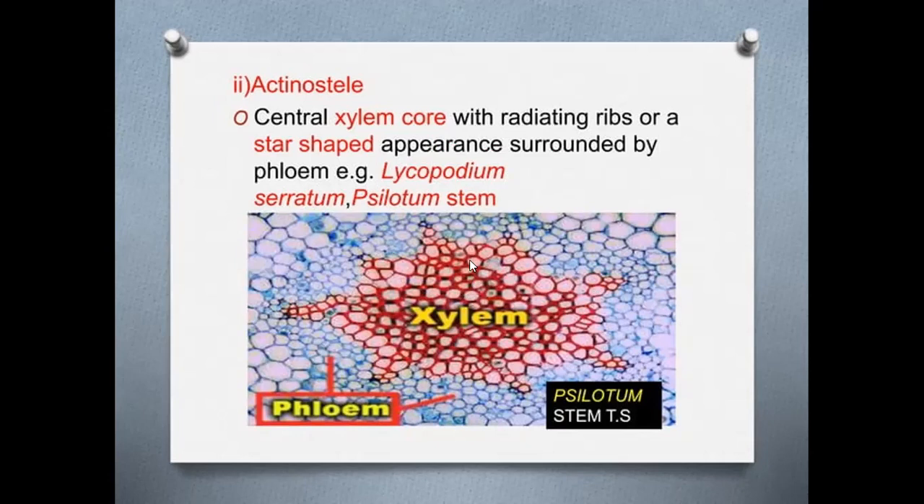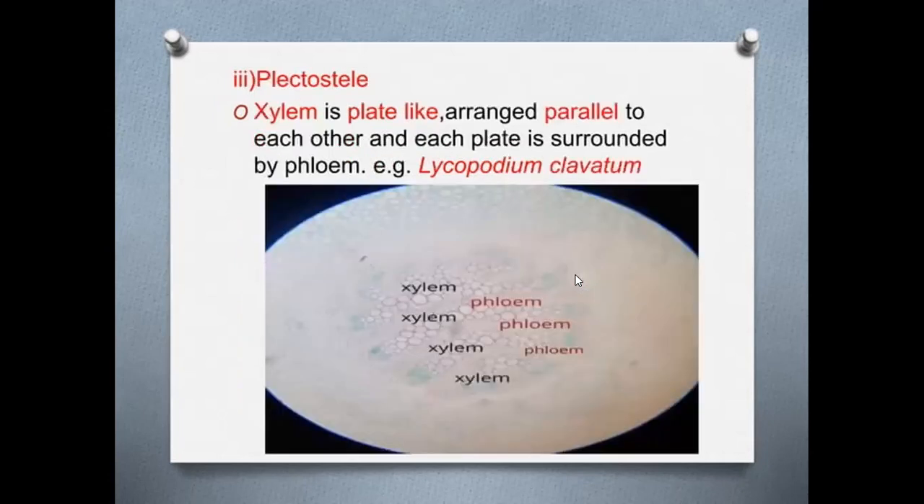at the radiating arms. Now, next moving on to another type of protostele condition that is called as plectostele. Even this we observed in the Lycopodium, one of the species called as clavatum. Now, what is this here? The xylem tissue here will be arranged in the form of the plates. So you can look into this here. This is one plate of xylem. This is another plate of xylem. Plectostele. Plecto refers to the plate-like arrangement.